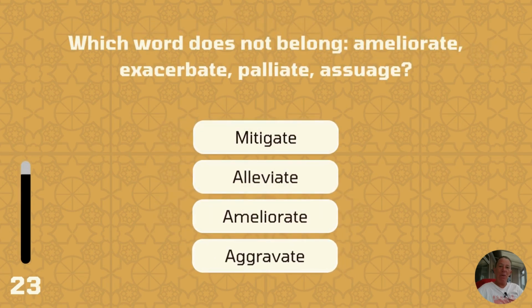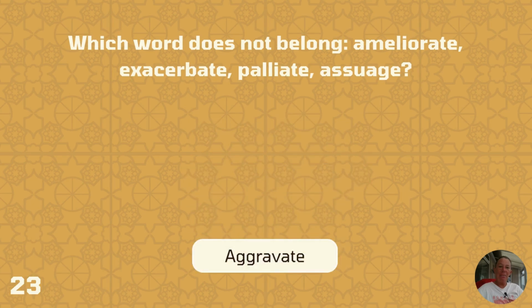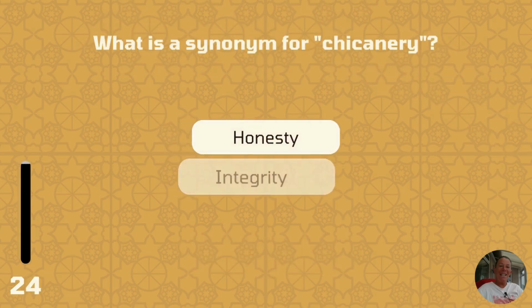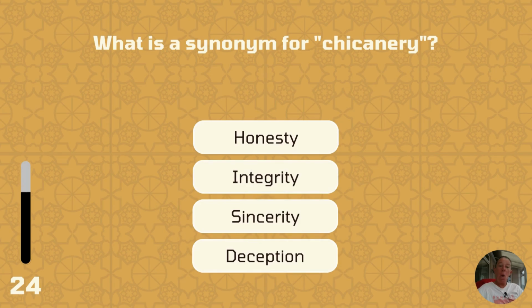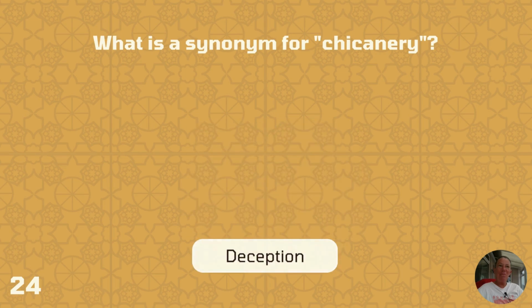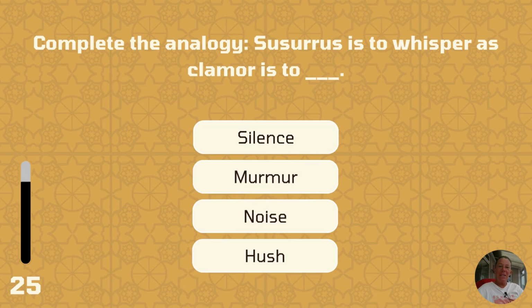Which word does not belong? Ameliorate, exacerbate, palliate, or assuage? Aggravate. What is a synonym for chicanery? Honesty, integrity, sincerity, or deception? Deception. Complete the analogy. Susurrus is to whisper as clamour is to silence, murmur, noise, or hush. Noise.